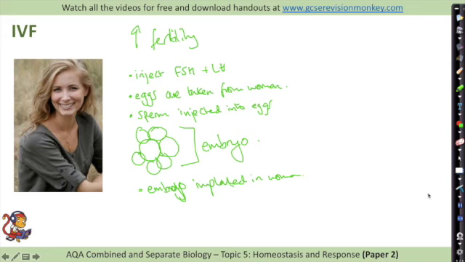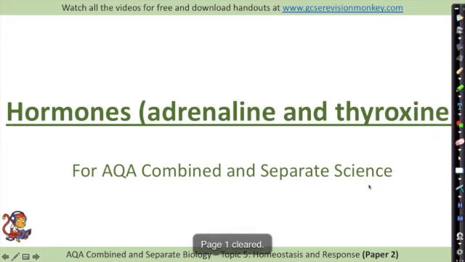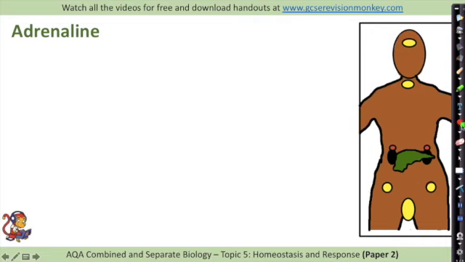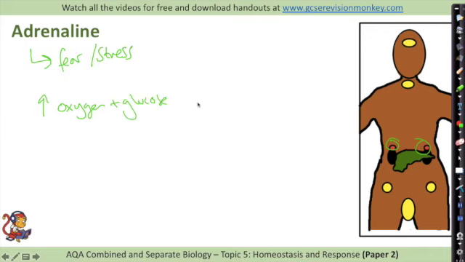This next topic is higher tier only as well, and it's focusing on 2 hormones called adrenaline and thyroxine. Adrenaline is produced in the adrenal glands, and it is responsible for your response to fear and stress. So in situations of fear and stress, adrenaline is released. You need to know that the release of the adrenaline causes an increase in oxygen and glucose to your cells, particularly in the brain and your muscles.